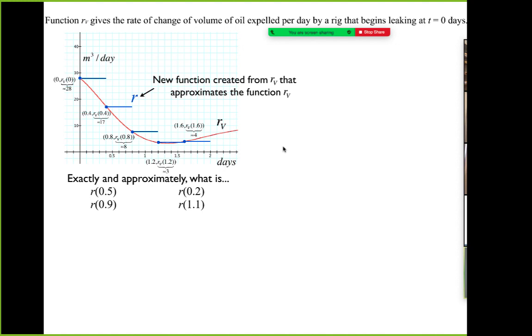So yeah, and the key is that we're trying to what? We're trying to build exact accumulation. We're trying to get how much we have of oil at every moment. How is that helping us build the accumulation function?